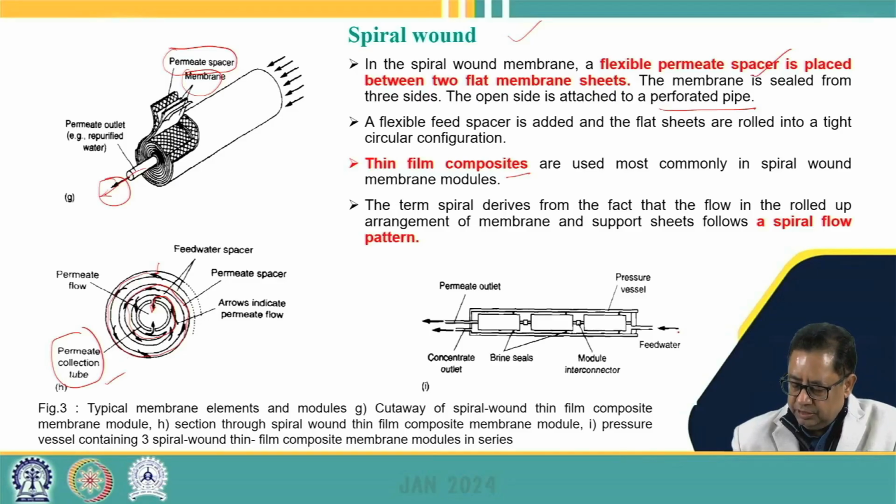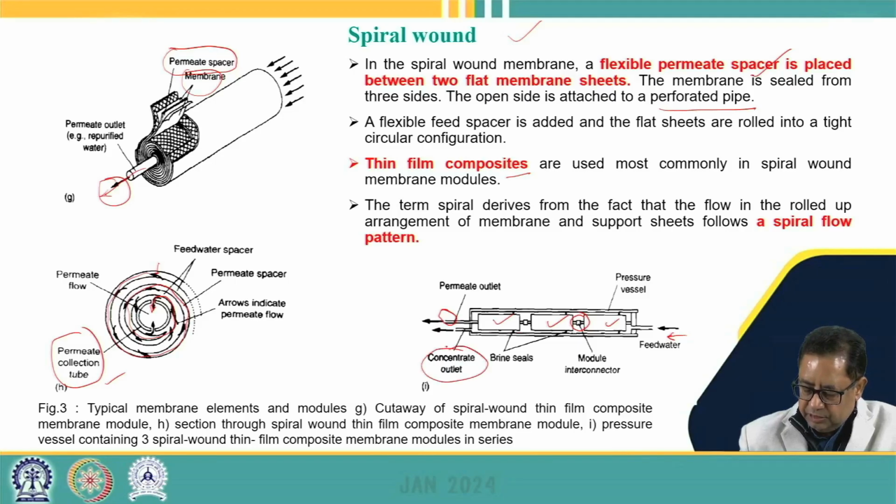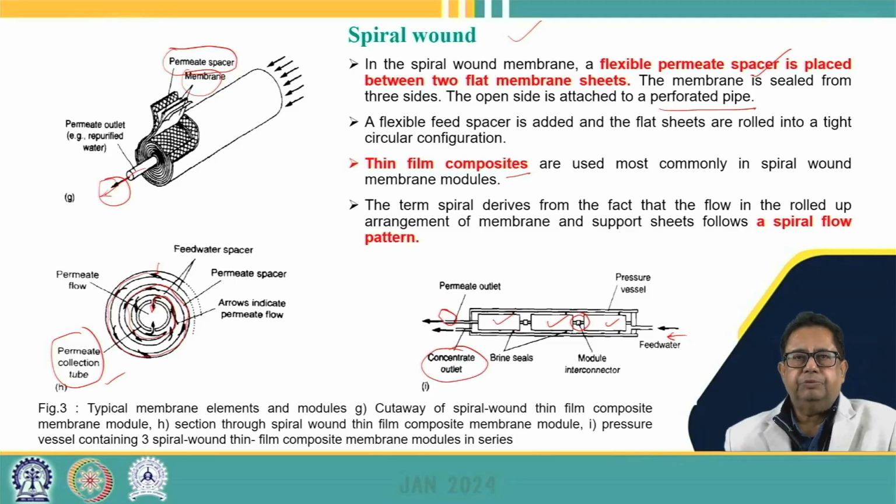Here the feed water is passed through three modules connected in series. The permeate collection tubes are joined together, so the effluent of one module becomes the influent of the next module. The permeate comes out from the central tube of the spirally wound module, and the concentrate goes out of the system as the concentrate outlet. So that is how the spiral wound module is arranged.